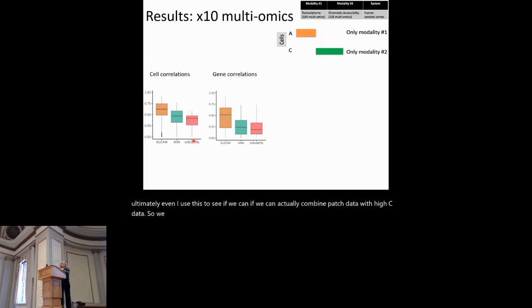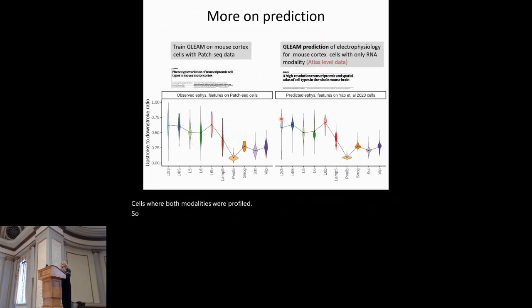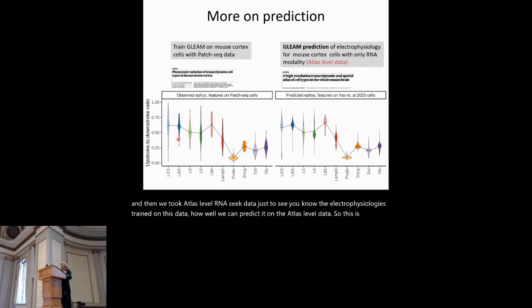So we did all these experiments where there was ground truth, because there were cells where both modalities were profiled. Now this is more of a real application of Gleam. We trained it on the PATH-seq data, and then we took atlas level RNA-seq data just to see how well we can predict electrophysiology on the atlas level data. This is showing for each cell type what the electrophysiology looks like. And as you can see, it captures the overall trend pretty well.